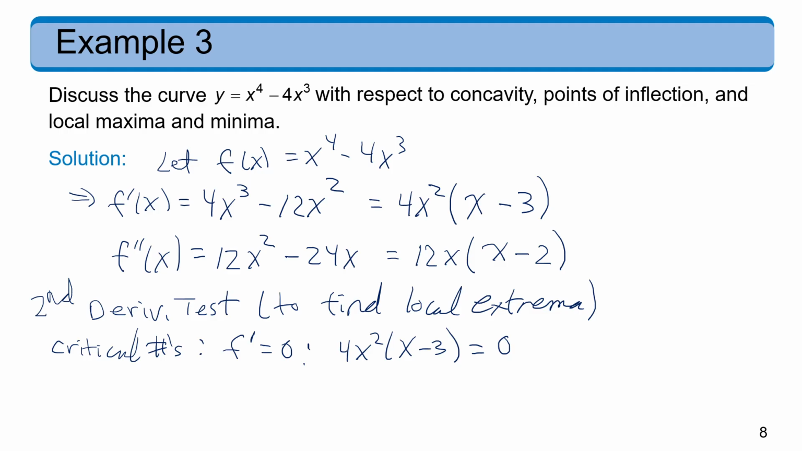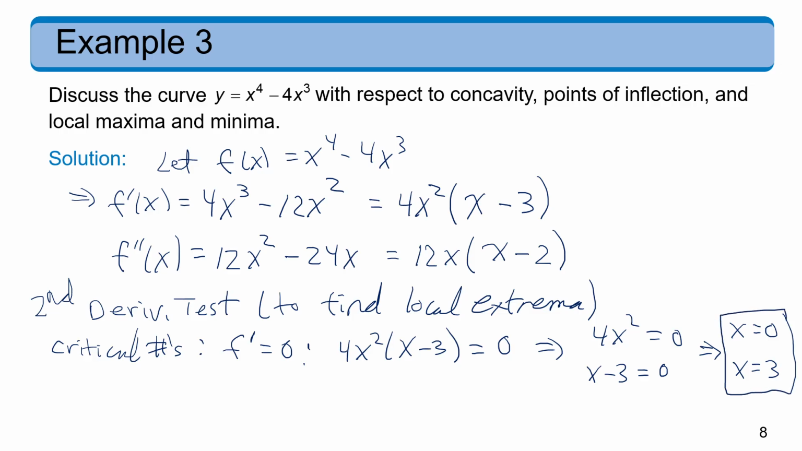Now we've got a product equal to 0, so that means you set each individual factor to 0, and then you solve each one individually. So from the top one, we'll get x equals 0, and from the bottom one, we'll get x equals 3. So these are our two critical numbers that we're going to use in the second derivative test.